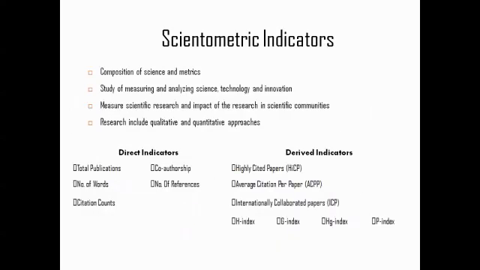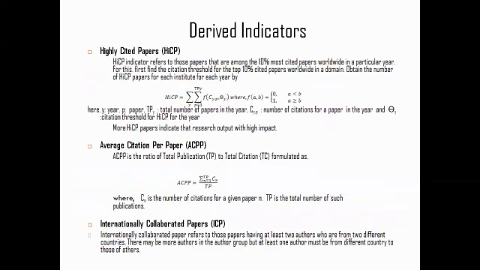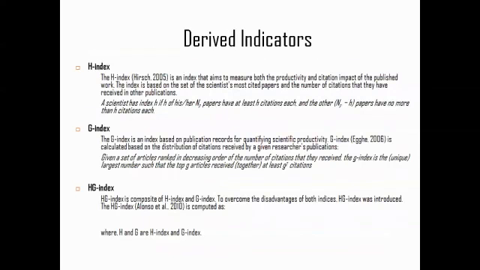Here I am going to categorize scientometric indicators into direct indicators and derived indicators. Some direct indicators are total publications, number of words used, citation count, co-authorship, and number of references. Derived indicators are things like highly cited papers. You can derive certain indicators like highly cited papers, average citations per paper, internationally collaborated papers, H index, G index, HG index, P index, and so on. These are all derived, so they are called derived indicators. Some examples and formulas are explained here: what a highly cited paper is, how we calculate average citations per paper, internationally collaborated papers, and so on.